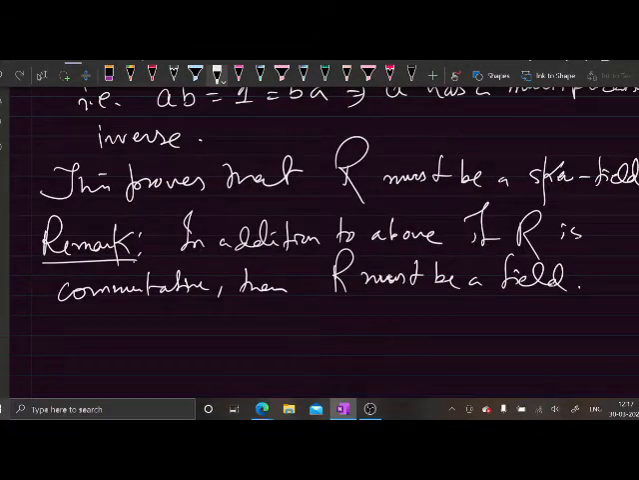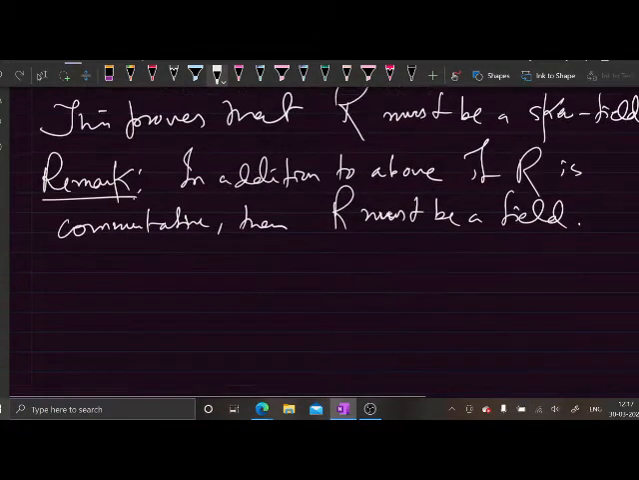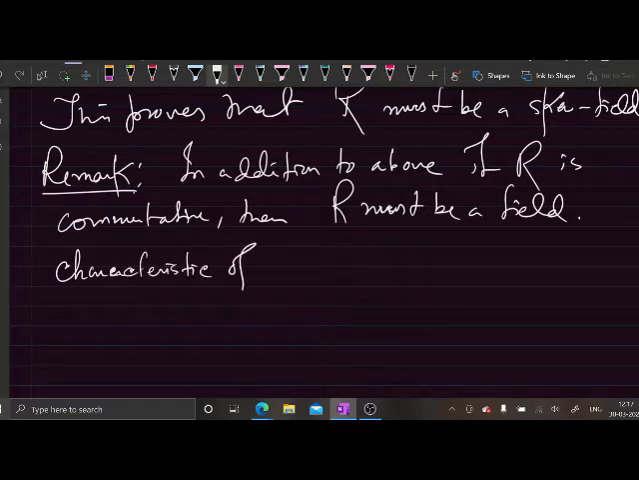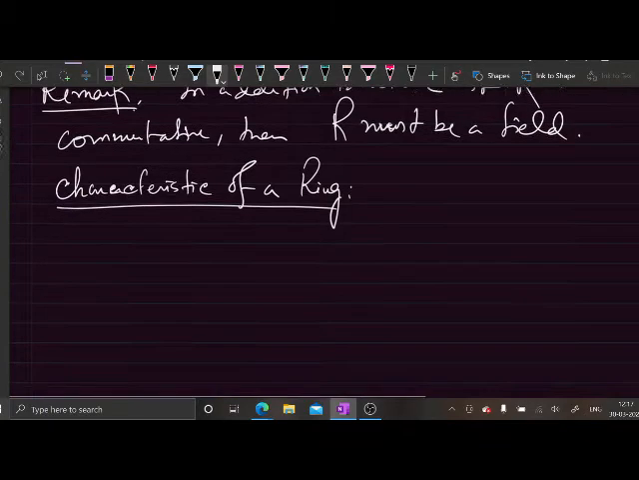Now I am going to introduce the concept of characteristic of a ring. What does it mean?